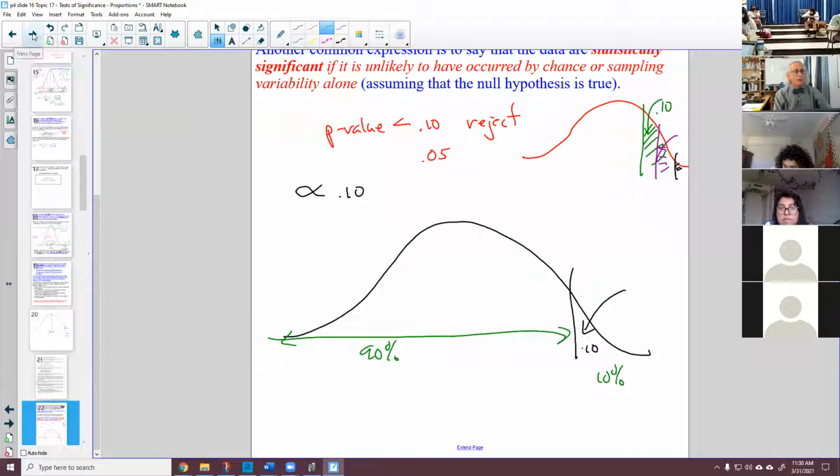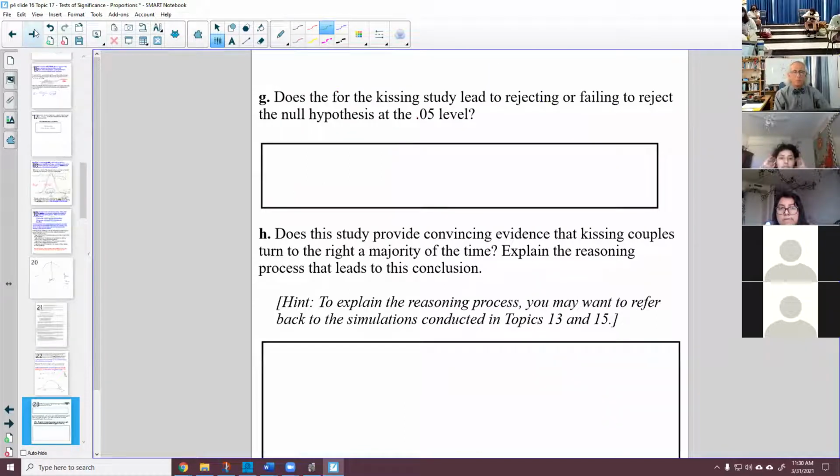Let's see if we can't do a problem. So kissing study, yes, we rejected the null hypothesis. Does this study provide convincing evidence that kissing couples turn to the right the majority of the time? I think so. I mean, it's a pretty big sample size.